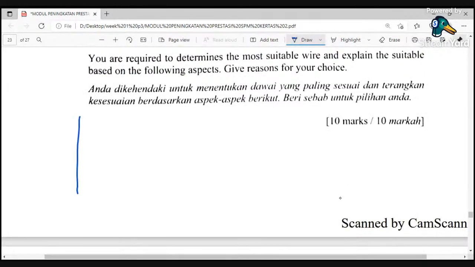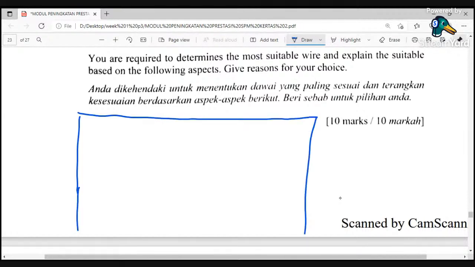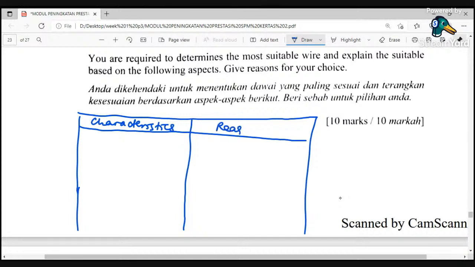Draw a table: characteristic, and then reason. First one is about density. The density of the heating element is smaller, thus the kettle is lighter, easy to carry.